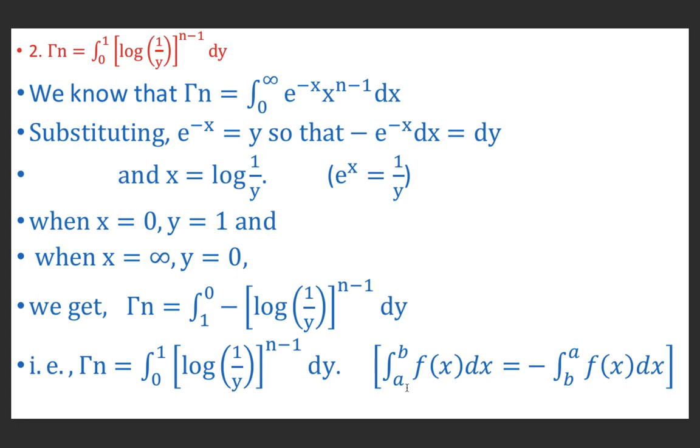We know that integral from a to b of f(x) dx equals minus integral from b to a of f(x) dx. If we interchange the limits of integration, we will have a minus sign outside the integration. So here it was minus, and if we change the limits from 1 to 0, it will become 0 to 1 of log 1 upon y whole raised to n minus 1 dy. Hence we have shown that gamma n is equal to integral from 0 to 1 of log 1 upon y whole raised to n minus 1 dy.